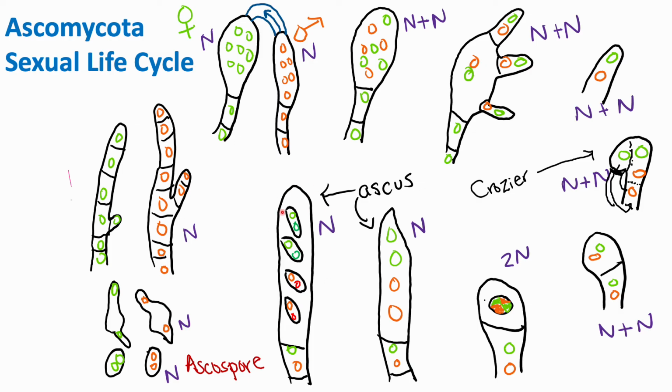Now, this mitosis step is referred to as post-meiotic mitotic division. So remember, post means after. We just underwent meiosis, and now we're doing mitosis. So post-meiotic mitotic division is represented right over here. And then once this happens, this structure over here begins to dissolve, and these ascospores are now released, and the cycle will continue. And that is essentially the sexual life cycle of the Ascomycota.